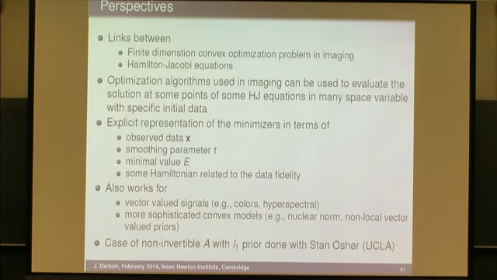Okay, the idea is that we can relate convex optimization problems in finite dimension to Hamilton-Jacobi equations. So you can use your favorite algorithms to evaluate the solution of some specific Hamilton-Jacobi equations. We have a formula to describe how the energy is moving, how the minimizers are moving. I did only real valued images, but you can extend that to vectors or colors or hyperspectral. It's simply a matter of how you put things in the vectors. You can use more sophisticated convex models, like for instance the nuclear norm and stuff like that.